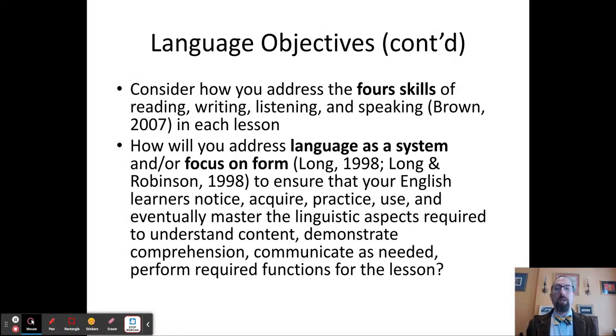As you're writing your language objectives, consider how you address the four skills: reading, writing, listening, and speaking. That's one good place to start. Also, think about how you'll address language as a system or how you'll focus on form. The reason for this is you want to ensure that your English learners are able to notice, acquire, practice, use, and eventually master the linguistic aspects required to understand content, to demonstrate comprehension, to communicate as needed, and to perform required functions for the lesson.